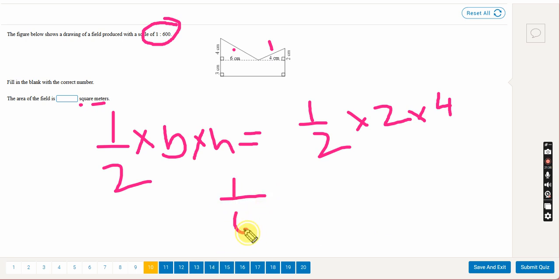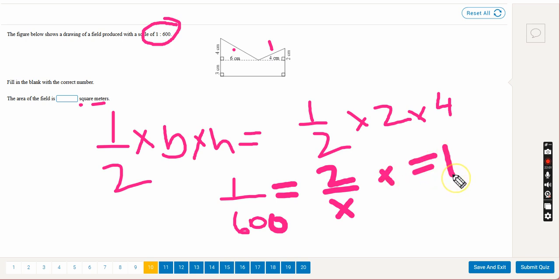1 over 600. Let's do it with 2 first. 1 over 600 equals 2 over x, because again it's a ratio, right? So the 1 became 2 and the bigger number, you don't know that. So x here. The x is equal to 1200. Now the 1200, again, it's in centimeters. You don't want centimeters. So we convert it into the ratio that they wanted, and then we divide it by 100 because we want to convert it into meters.